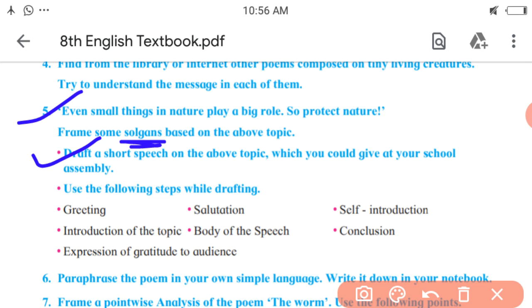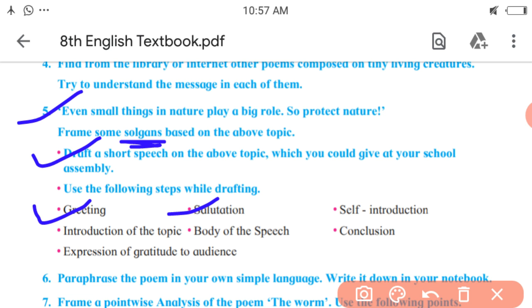Next, draft a short speech on the above topic, which you could give at your school assembly. Use the following steps while drafting the speech. When you begin a speech, these points are important. The first point is greeting. What is greeting? We start our speech by saying good morning, good evening, etc. That is greeting. Next is salutation.